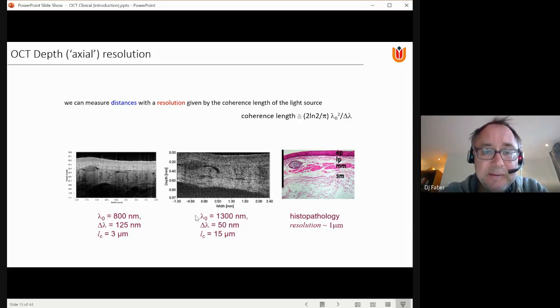So I have two OCT examples here and a histopathology from the same type of tissue. This is a piece of esophageal tissue.